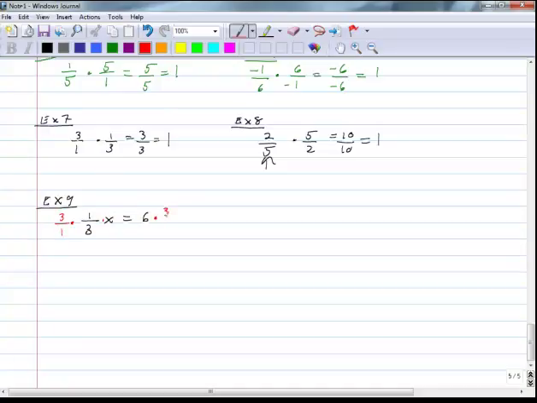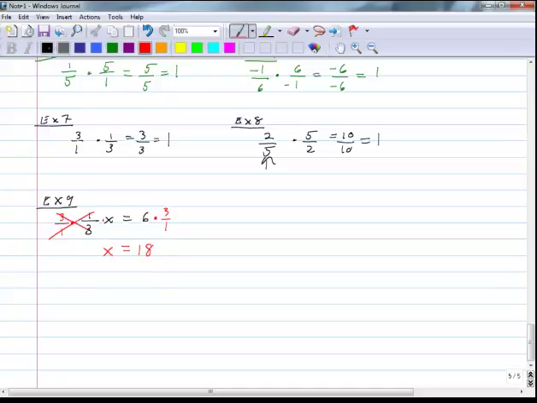And since I do it on one side, I have to do it on the other. So I get really 1 over here, and I'm just left with x, because these just cancel out. And I get 3 over 1 times 6, which is really 3 times 6, or 18.